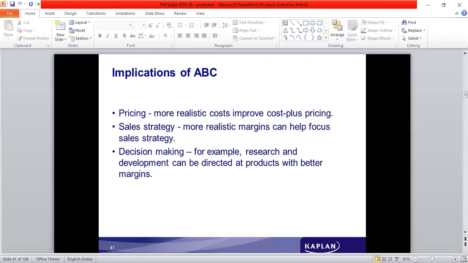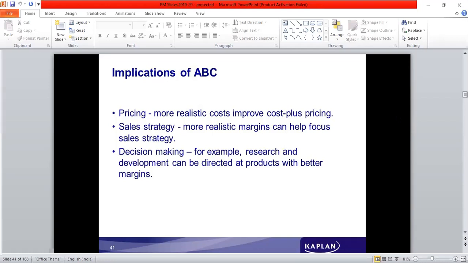The implication of ABC. What is the implication? It is useful in pricing. More realistic cost, improve cost plus pricing. So the right amount of cost will also help in deciding what is the selling price per unit. The costs are right, the selling price also would be right. Right, the implication would be in the right selling price. Sales strategy, more realistic margins. More realistic margins can help focus sales strategy.